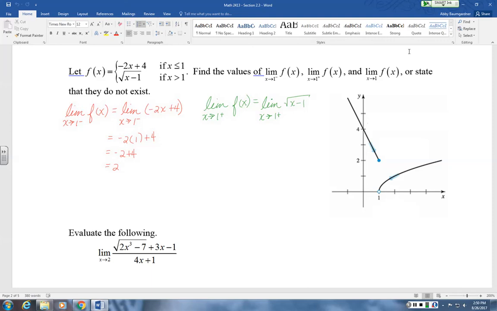Once I've decided which equation I should use, I don't have to worry about being from the right or left anymore. I can just evaluate. So I'll take the number 1 and I plug it in. 1 minus 1 is 0. The square root of 0 is 0.